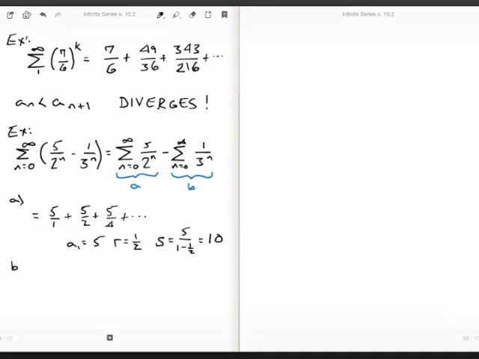And now if I look at B, that equals, let's see, 1 over 3 to the n this time. So 1 over 3 to the 0 is, well, that's going to be 1.